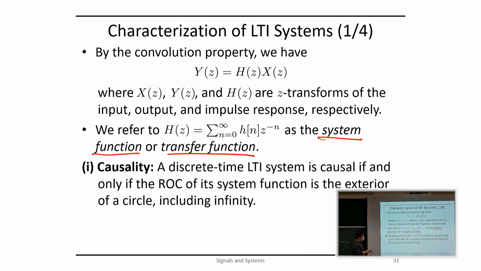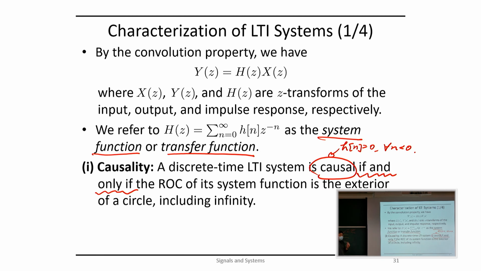So for causality, this statement says that a discrete time linear time invariant system is causal. What do we mean by causal? Causal means that h of n is 0 for all n less than 0. So this says that the linear time invariant system is causal if and only if, it is a two-directional statement, the region of convergence is the exterior of a circle, including infinity.